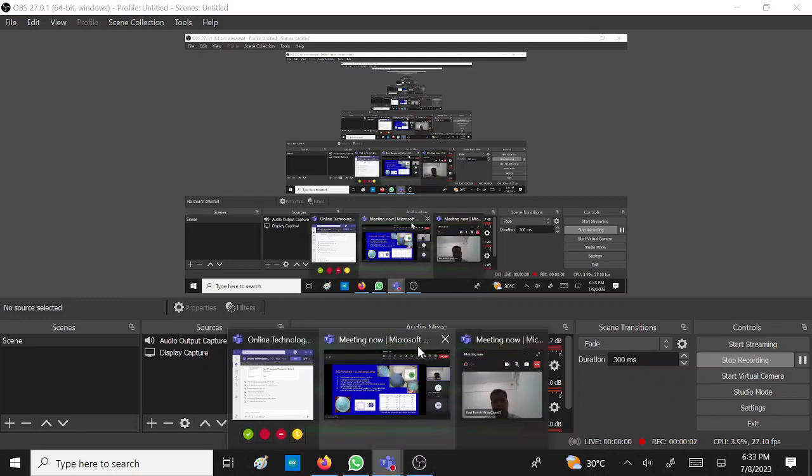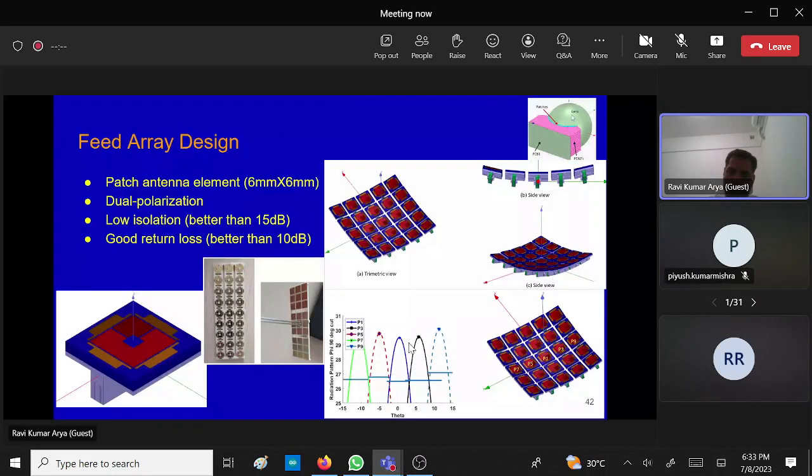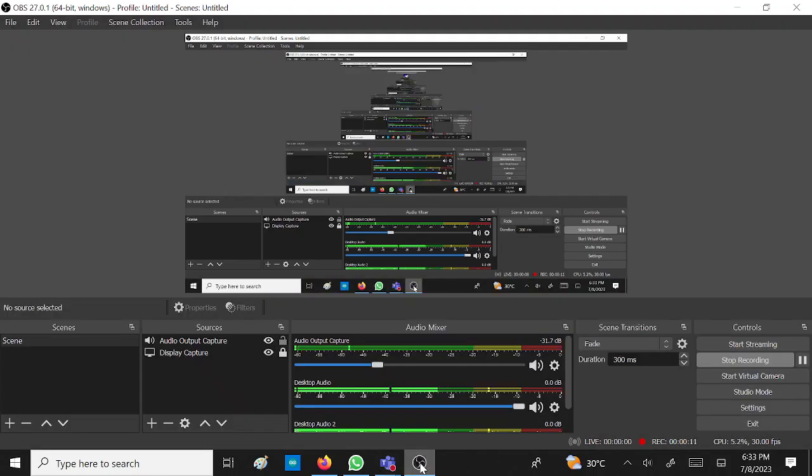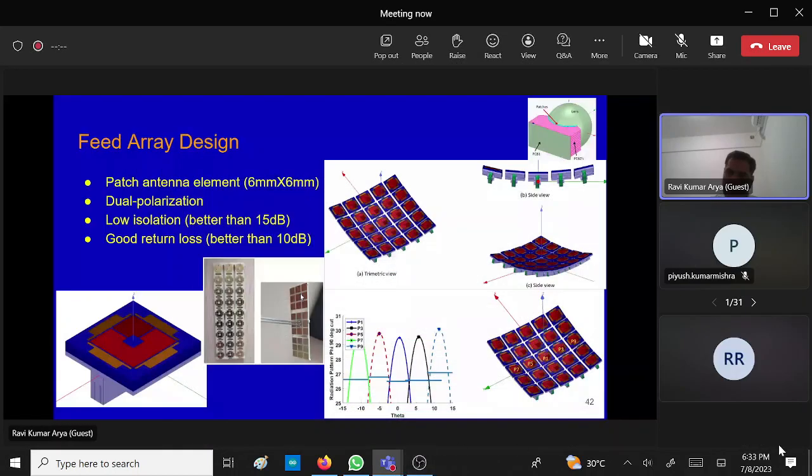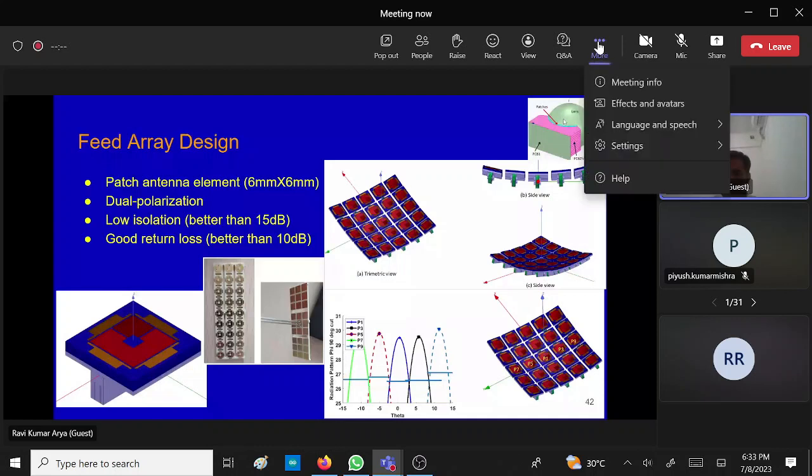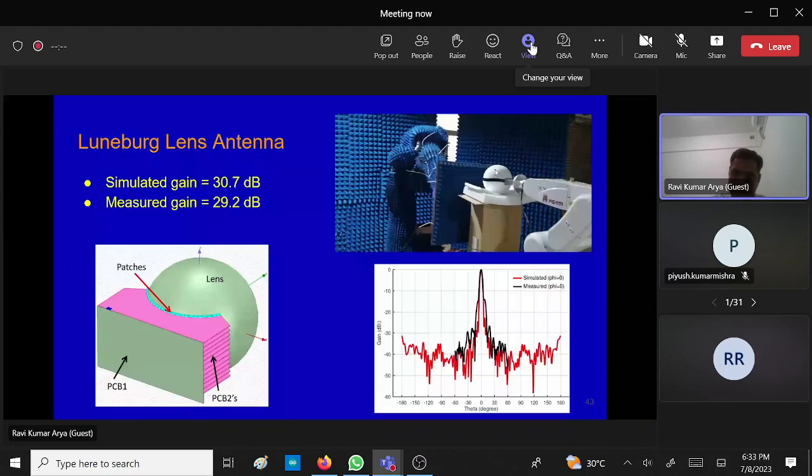The thing is, even if you have the lens, then you have to feed them basically. So we also looked at array feeding, that we made an array so that different elements of the array would be fed, and depending upon which element you feed, the beam can be sent into different directions, and then we measured that. This is here in my lab.